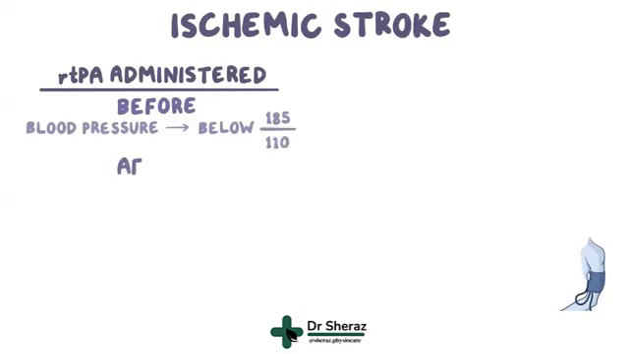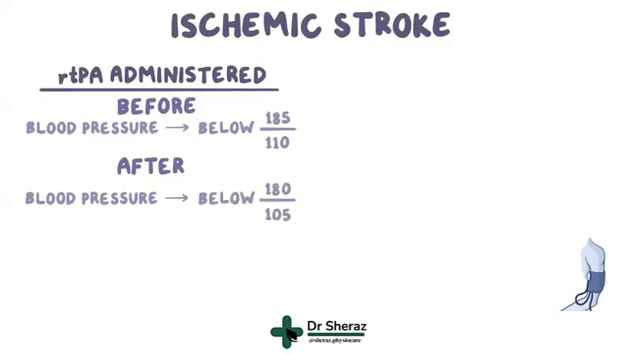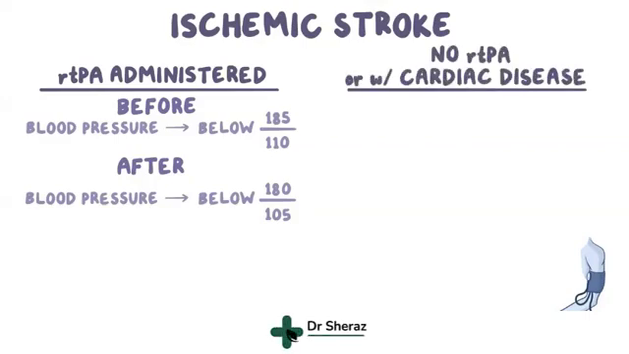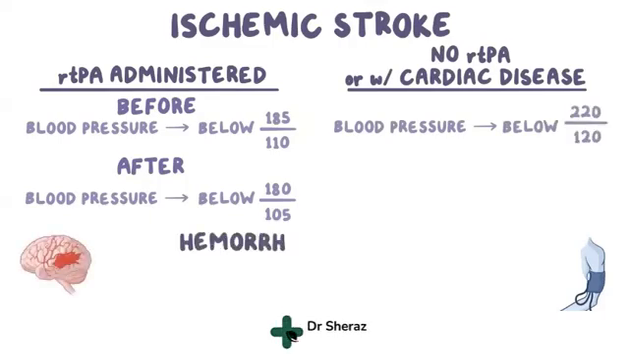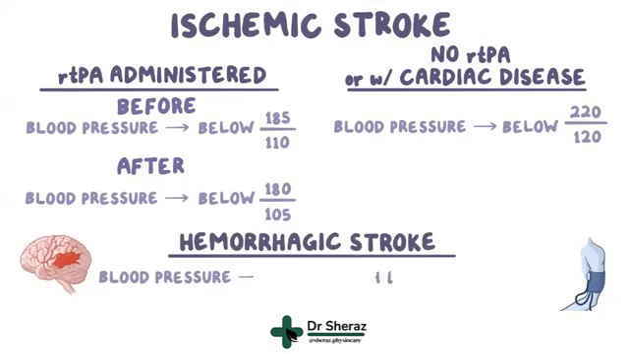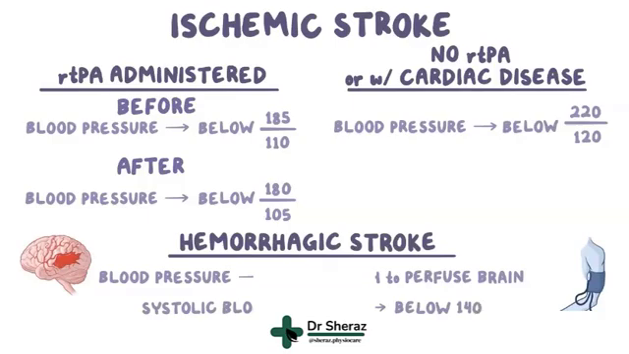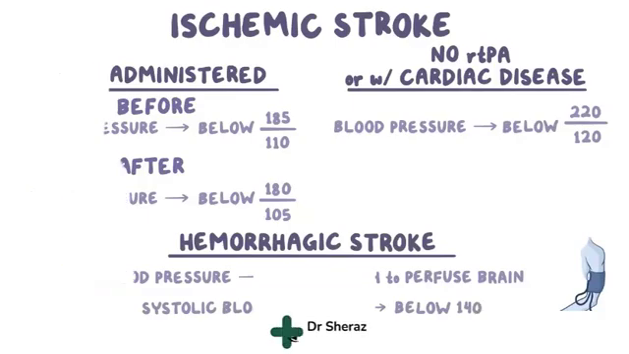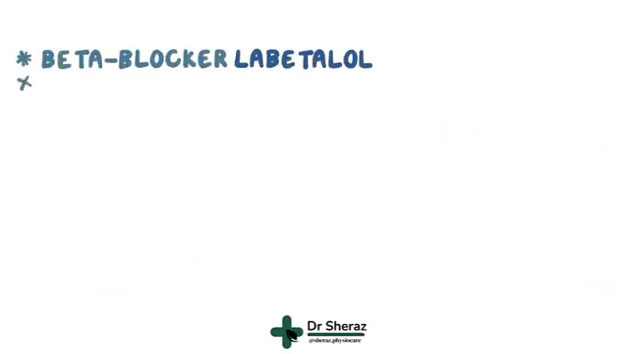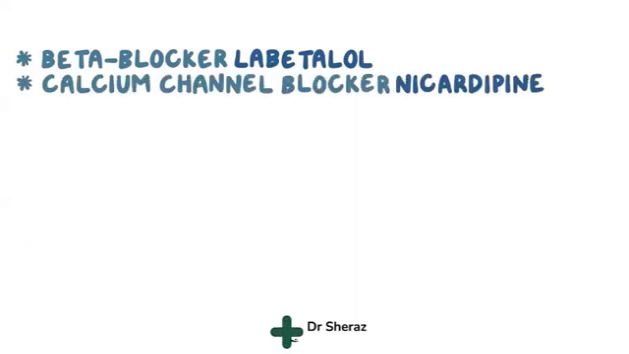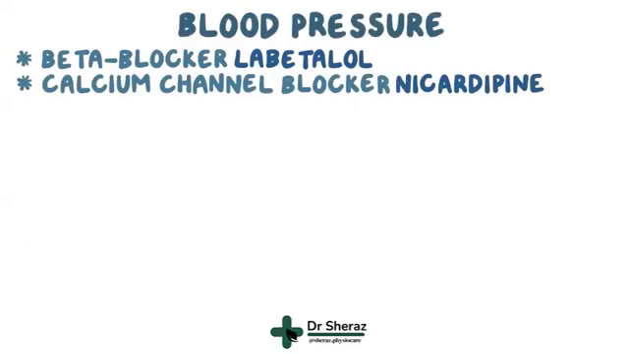Before RTPA is administered, blood pressure should be below 185/110 for 4 hours. For patients that weren't given RTPA, or if the patient suffers from cardiac disease, the blood pressure should be kept below 220/120. In a hemorrhagic stroke, the blood pressure has to be high enough to perfuse the brain, but it's important to keep the systolic blood pressure below 140 to prevent further bleeding. Typically, either the beta blocker, labetalol, or the calcium channel blocker, nicardipine, is given to attain the desired blood pressure.